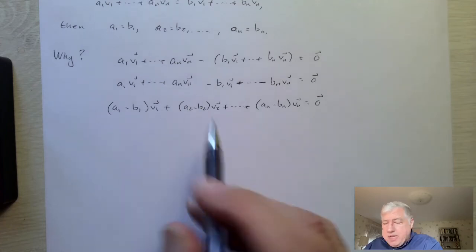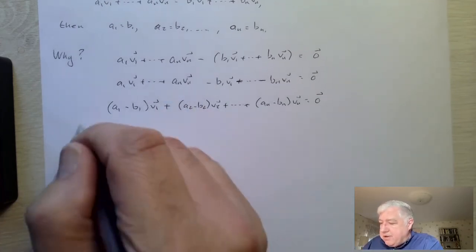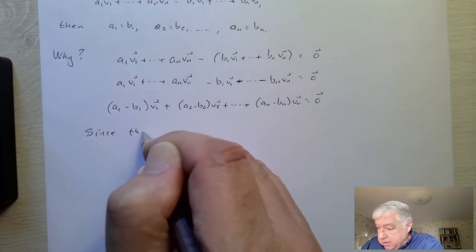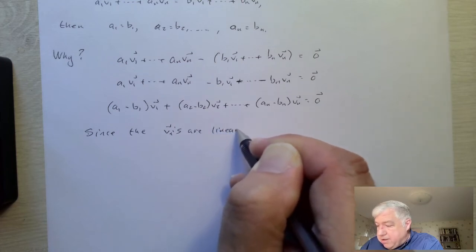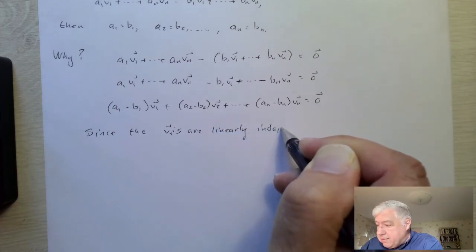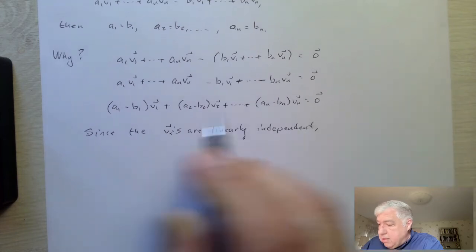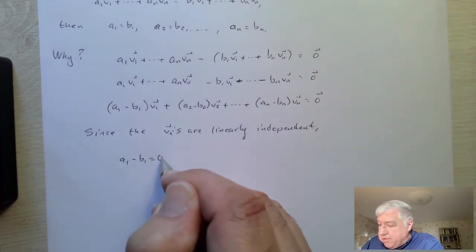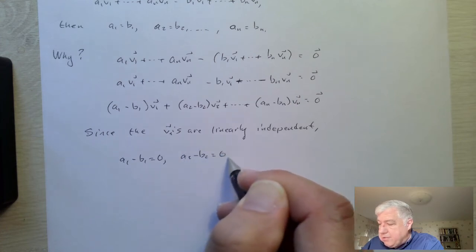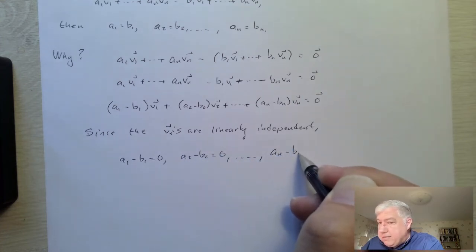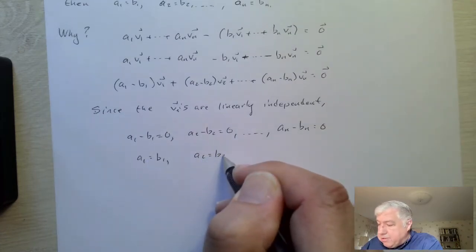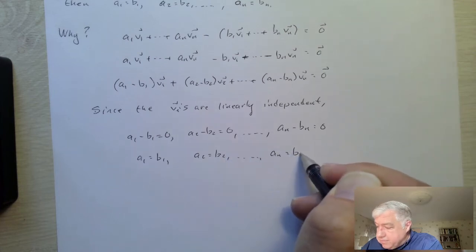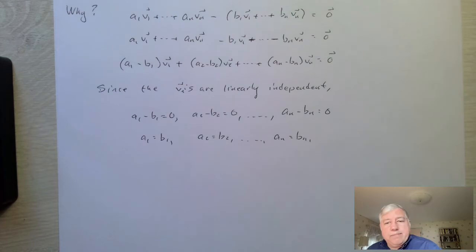Okay, so since the Vi's are linearly independent, and they're linearly independent because they are a basis, we have A1 minus B1 equals 0, A2 minus B2 equals 0, and so on, An minus Bn equals 0. That means that A1 equals B1, A2 equals B2, and so on. Okay. So that's why it's unique.